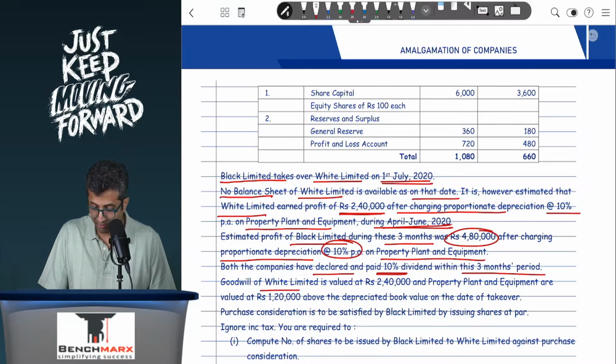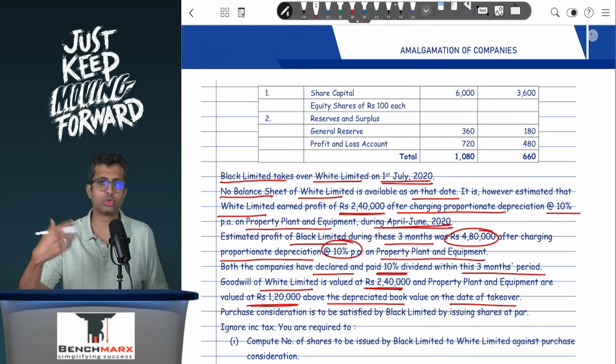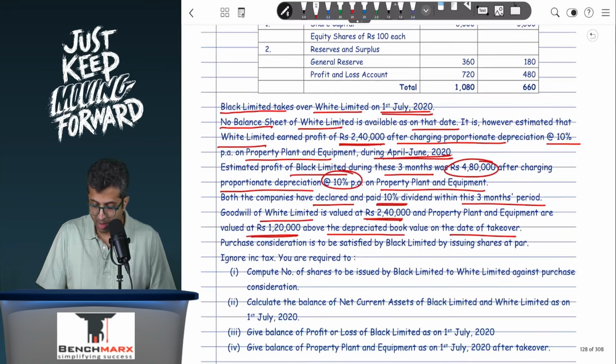Now the goodwill of White is valued at 2 lakh 40 and the PP are valued at 1 lakh 20 above the depreciated book value on the date of takeover. So this is a very unique question where you have been asked to do adjustments for those 3 months. Purchase consideration should be satisfied by Black Limited by issuing shares at par.